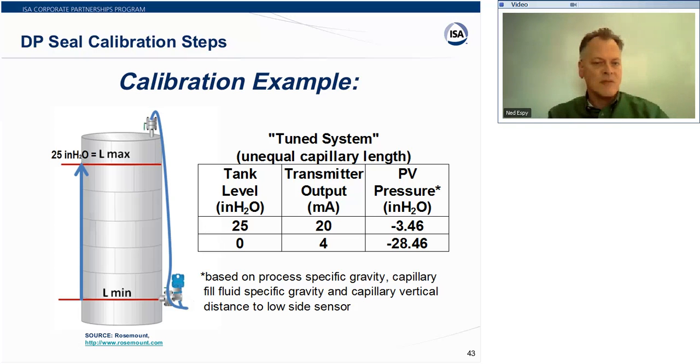So kind of similar to what you saw Roy do earlier. We didn't go through all the calculations, but these numbers are affected by the specific gravity of the process, but also the capillary fill fluid affects the specific gravity, and even this distance is a factor. So notice how the capillary is actually a little bit higher than the true tank level. So all these things get compensated to come up with these numbers. So from a calibration and trimming standpoint, these are very important, but at the end of the day, it's measuring a tank level of 0 to 25 inches.